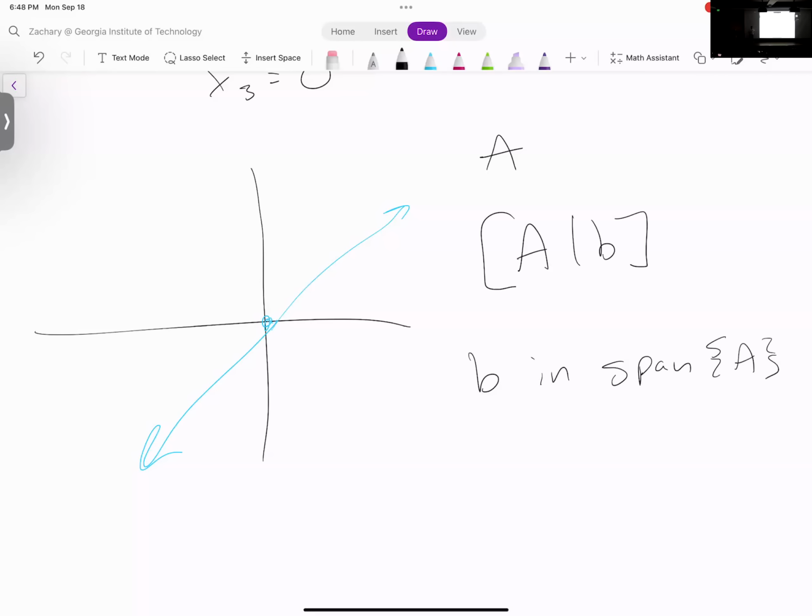How many solutions? We don't know. We have to turn to a solution set. So think of span as where we can get with our columns. Yeah, if B is in the span, we have solutions, we're consistent. And then from there, we can move on to talk about solutions.